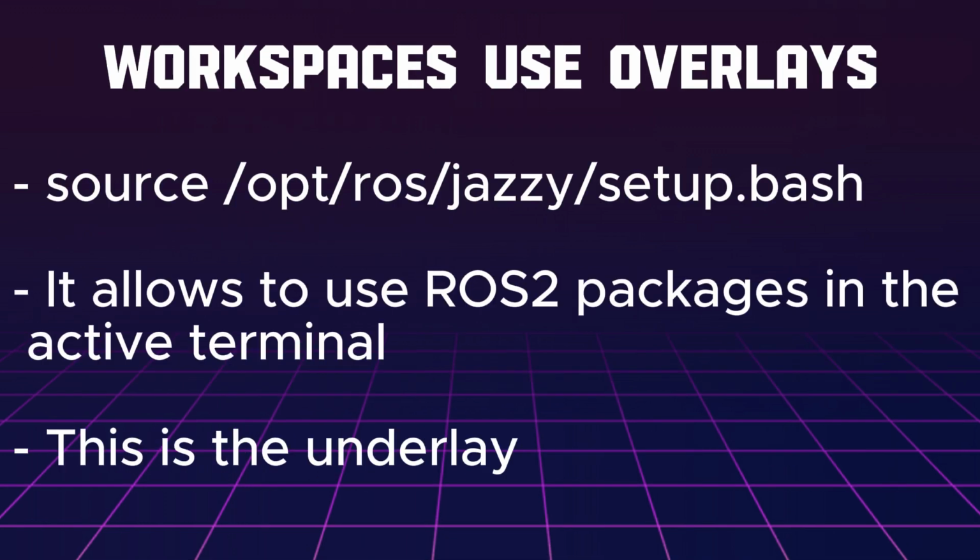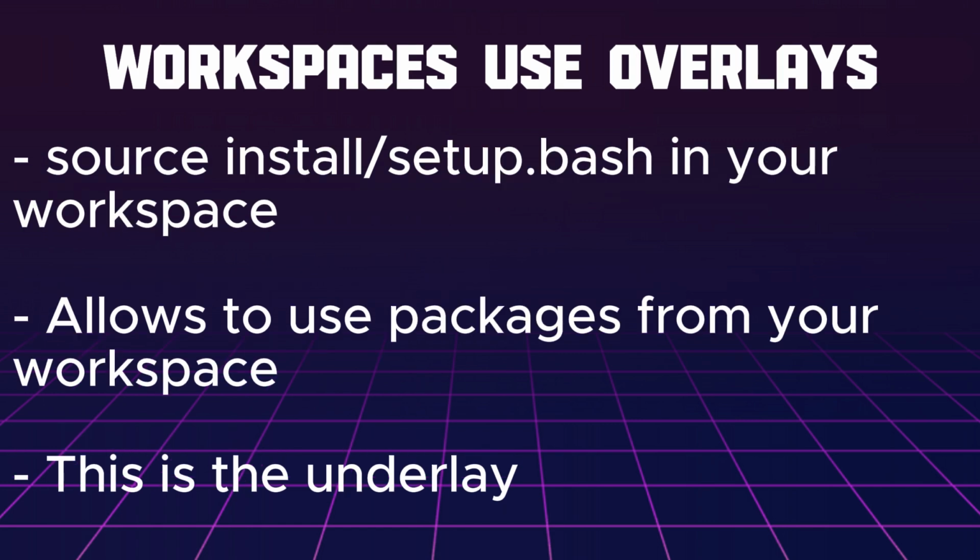Workspaces work with an overlay system. The command added in your bashrc in the previous video, source /opt/ros/jazzy/setup.bash, allows you to use the packages of your ROS2 installation. In this case, your ROS2 installation is an underlay. When you create a workspace and add packages that contain nodes, for example, those resources will only be available if you source your workspace with the source install command. Your workspace will be the overlay.